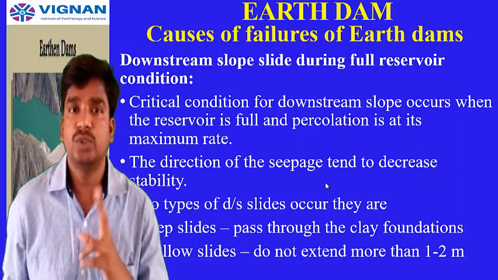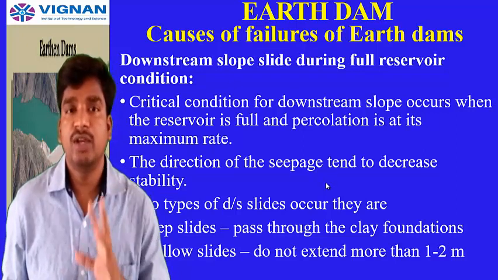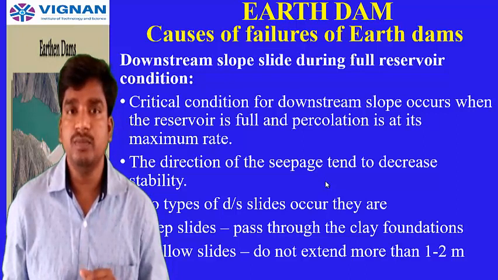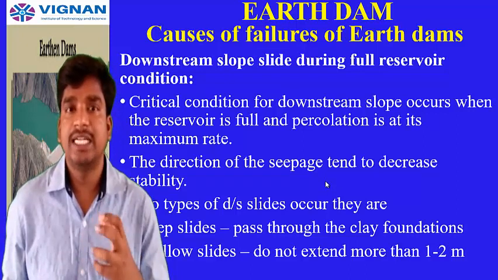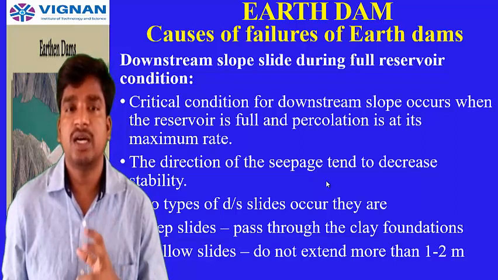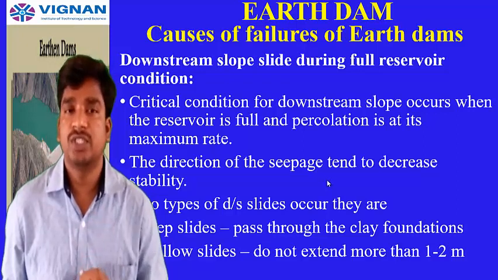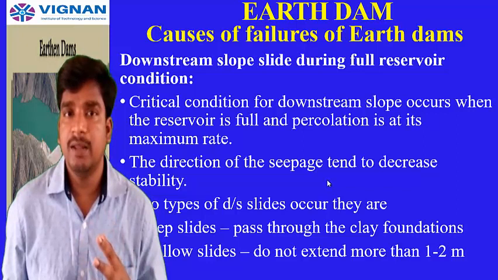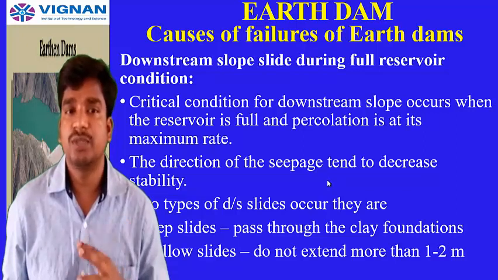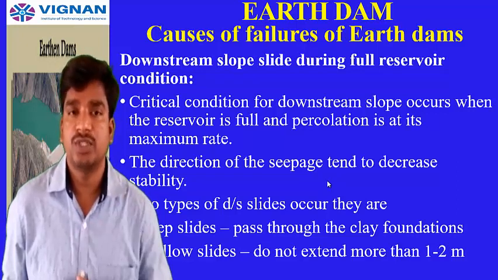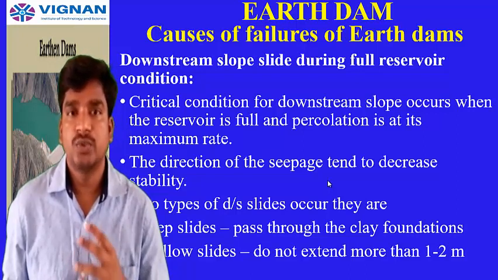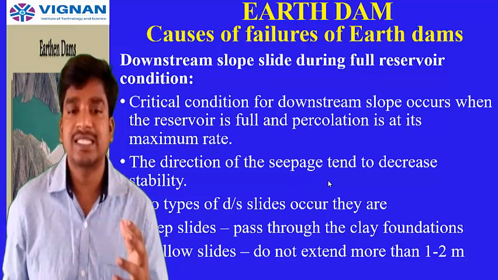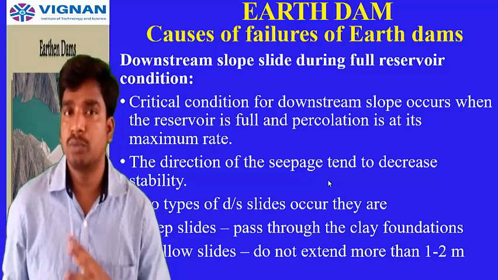So this seepage has two different effects on sliding of the slopes. One is deep slides. These deep slides pass through the clay foundations. So one effect of the downstream slope side under the full reservoir condition is that deep slides will form through the clay foundations. Coming to the second type of slide, that is shallow slides. These shallow slides will extend up to 1 to 2 meters, not more than that.